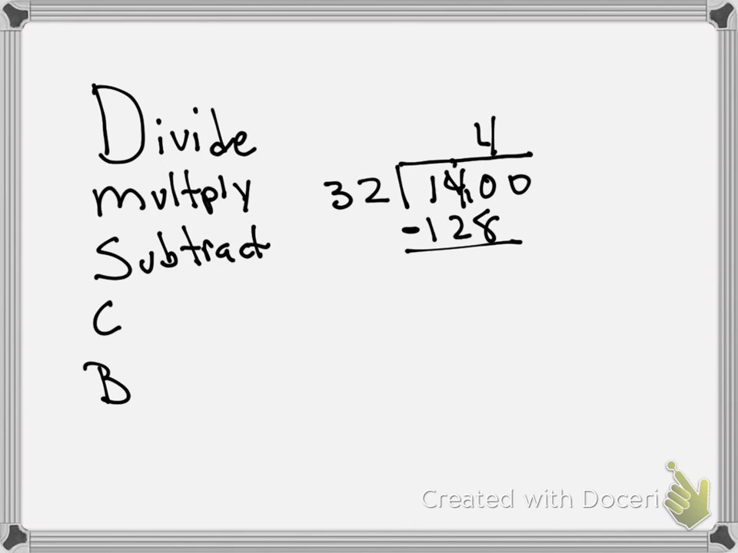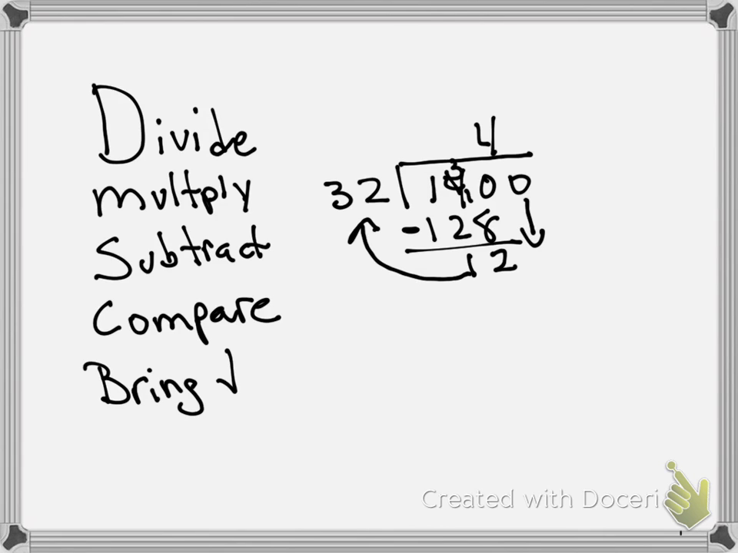So I need to borrow. 10 minus 8 is 2, 3 minus 2 is 1, and now I'm going to compare. I'm going to compare 12 is less than 32, so then I can go to my next step, which is bringing down the 0. Bring down my 0. And then we start all over again. We're going to divide 120 by 32.